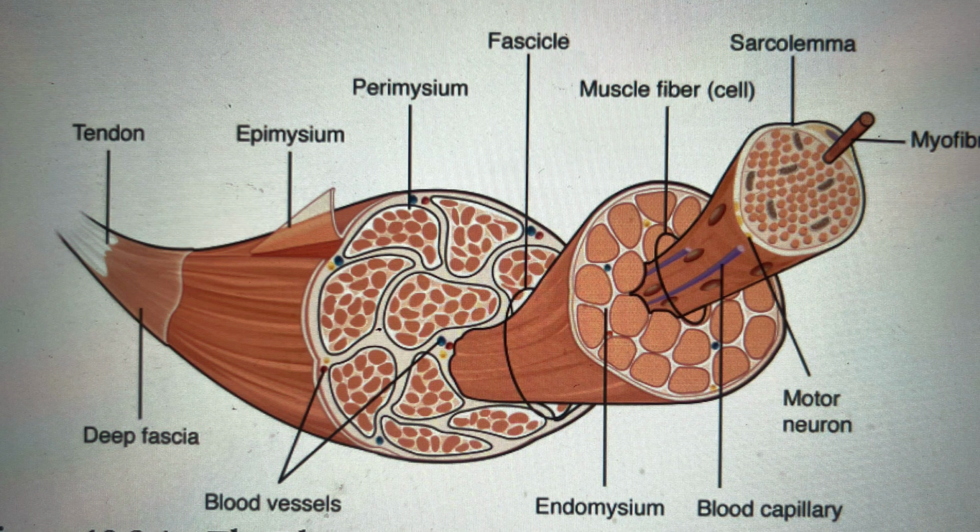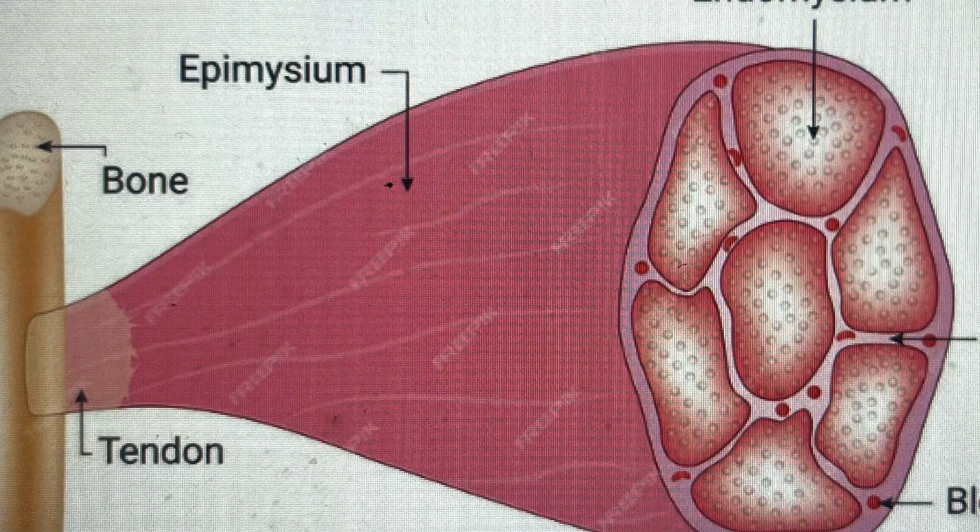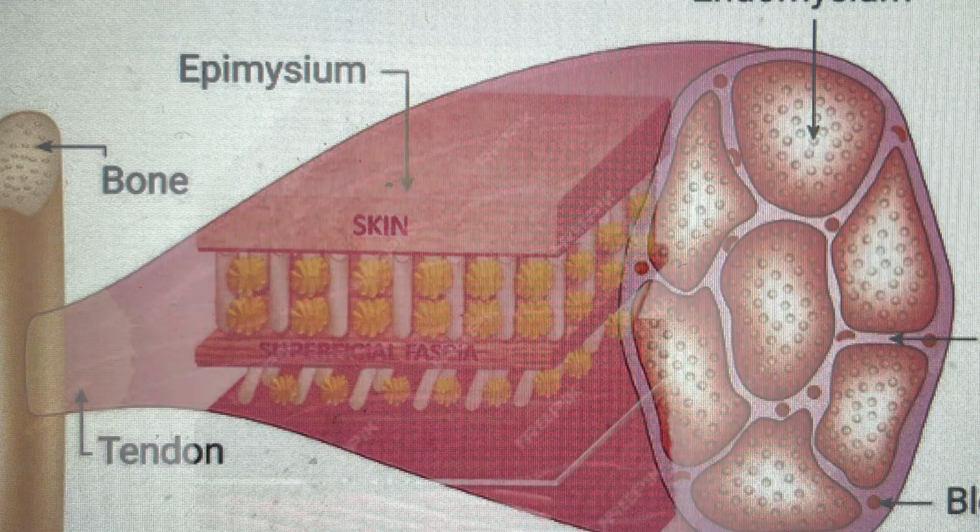Muscle tissue consists of many structures, so we'll break them down individually. Starting off with tendons, these are tough bands of fibrous connective tissue that connect muscles to bones. They help transmit the force of muscle contraction to the bones, allowing for movement. Next is the epimysium. This is a layer of connective tissue that surrounds the entire muscle. Its primary purpose is to hold the muscle fibers together.